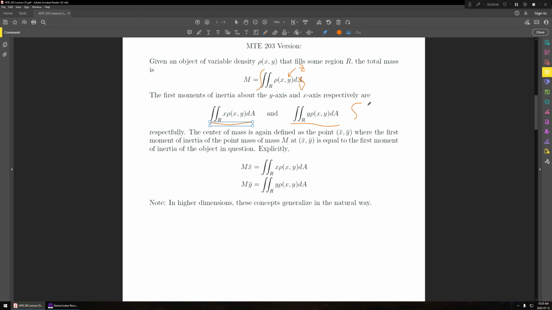So I'd have a triple integral, and I want to talk about the distance from the z-axis, so I'd have my z, rho of x, y, z sitting here, right? And if I wanted to compute this, I would have M z bar is equal to that to chase that out, right? That would be it. Okay. Nice and easy, generalizes the natural way, all that good stuff.